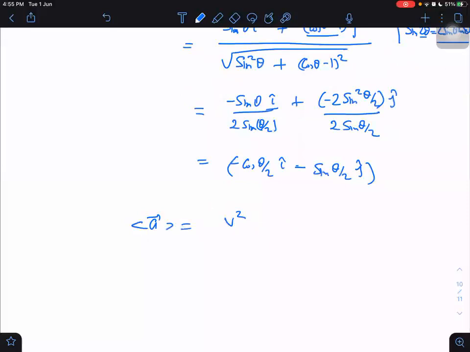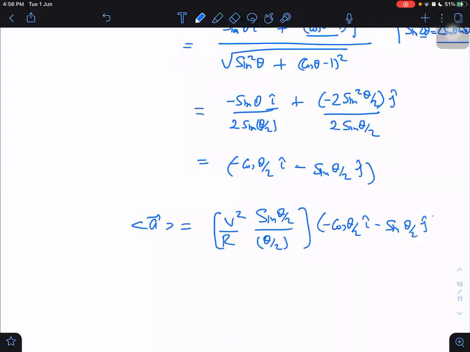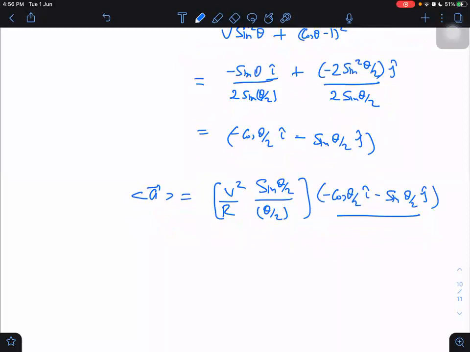So v square by r into sine theta by 2 divided by theta by 2, the magnitude, multiplied by the direction, minus cos theta by 2 i cap minus sine theta by 2 j cap. Now it is a proper vector. Now we can ask, what is the instantaneous vector? Instantaneous vector also I can get now.